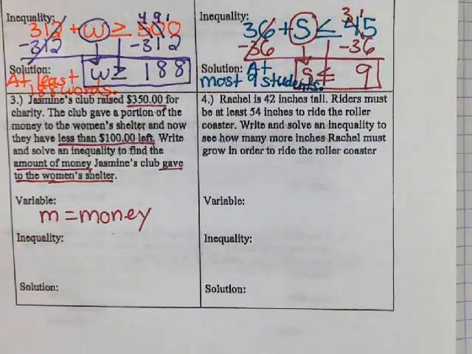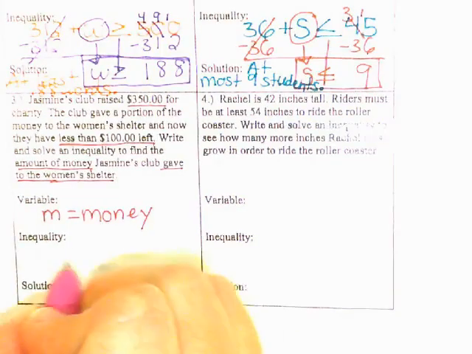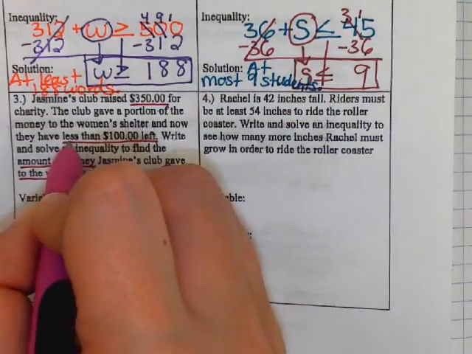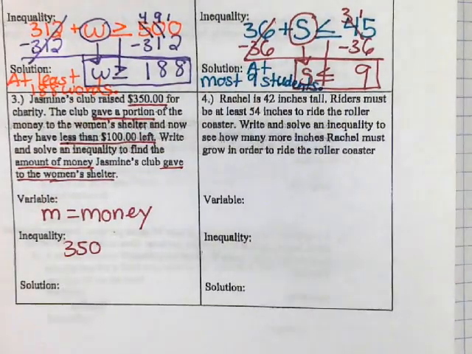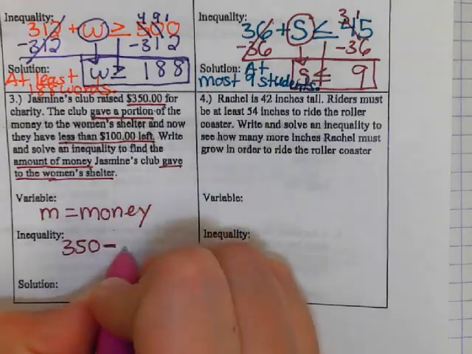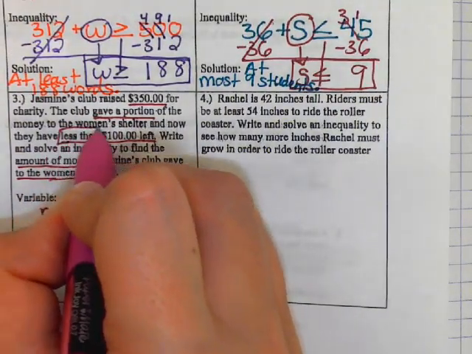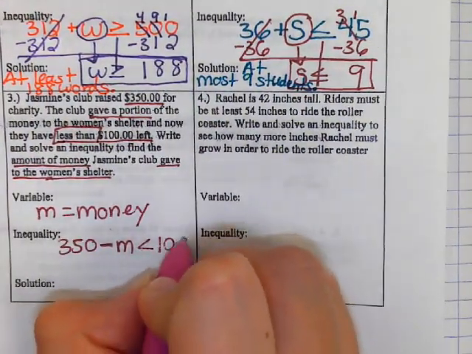Okay, well, how much did she start with? She raised $350, right? And they gave a portion. When you give somebody something, you no longer have it, so you are subtracting that money. They have less than. Well, what does less than mean? It means less than. They have less than $100 left.